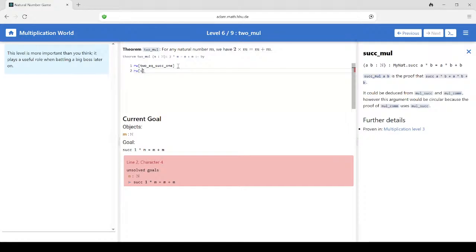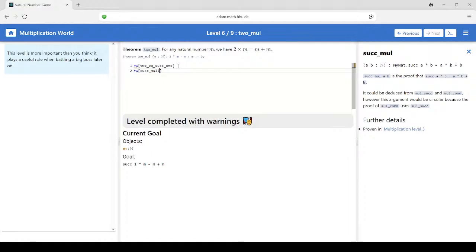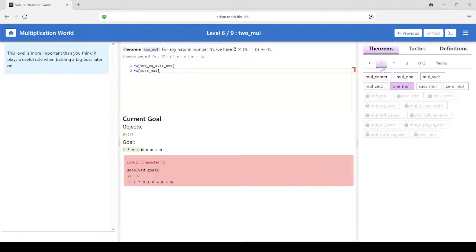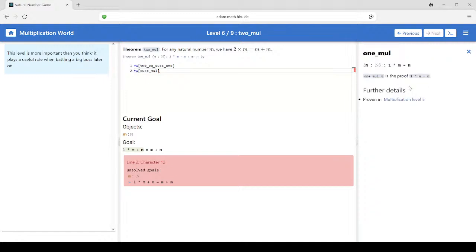Rewrite, whoops. Now we have 1 times m plus m. We are on the right track. We just need multiply 1. Oh, over here. Or 1 multiply. Yep, 1 times m equals m. 1 times something always equals itself.